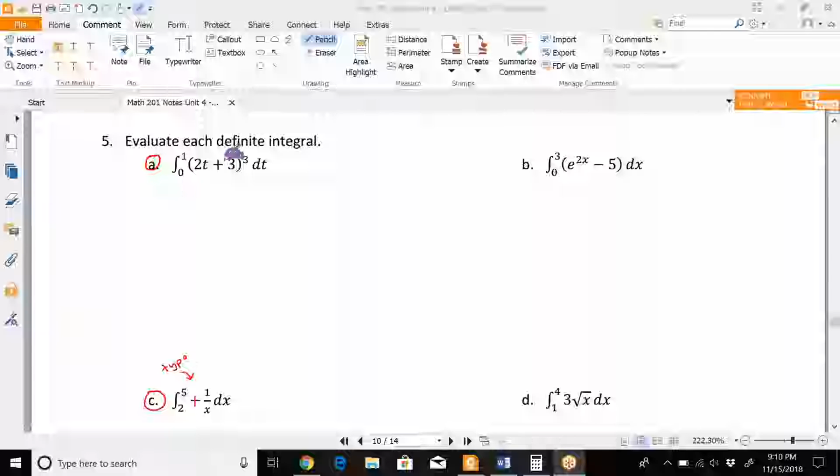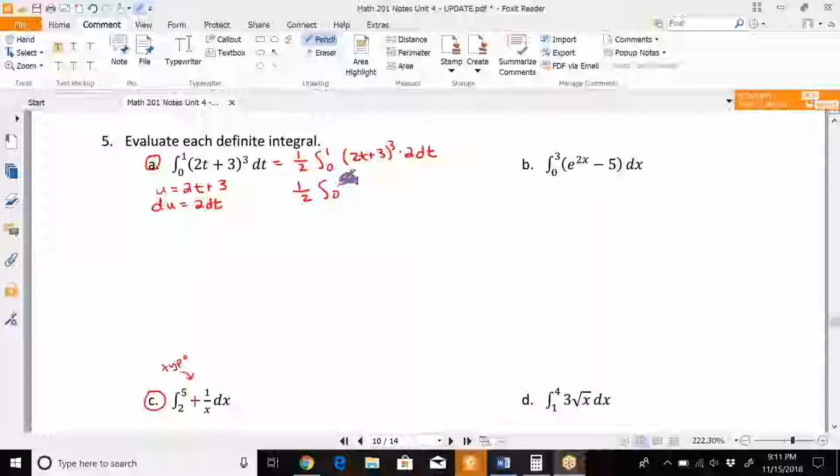region under that curve. So for this one, it looks like we need to think about a u substitution because this is being cubed. So if we let u equal 2t plus 3, then du would be 2 dt. So we need a 2 in our integral here. So to counter that, we'll put a 1/2 on the outside from 0 to 1 of 2t plus 3 cubed times 2 dt. So the 2 and the half counter each other. That makes this 1/2 from 0 to 1 of u cubed du.